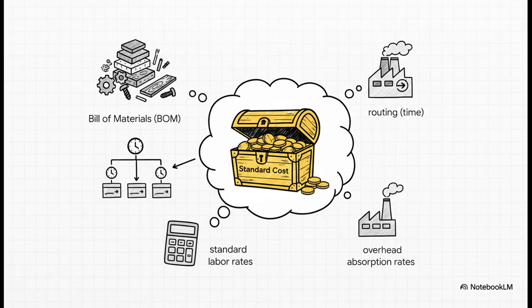So, what exactly makes up a standard cost? It's not just some number they pull out of thin air. Think of it like a recipe. You've got the bill of materials, the BOM, which lists all the ingredients. You have the routing, which is like the recipe instructions for machine and labor time. And then you have your standard rates for what you pay for that labor and overhead. You put them all together, and boom, you get the standard cost for one product.